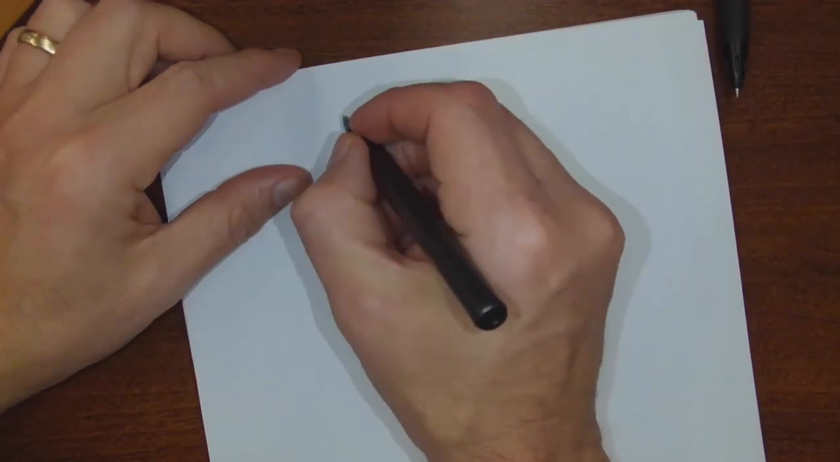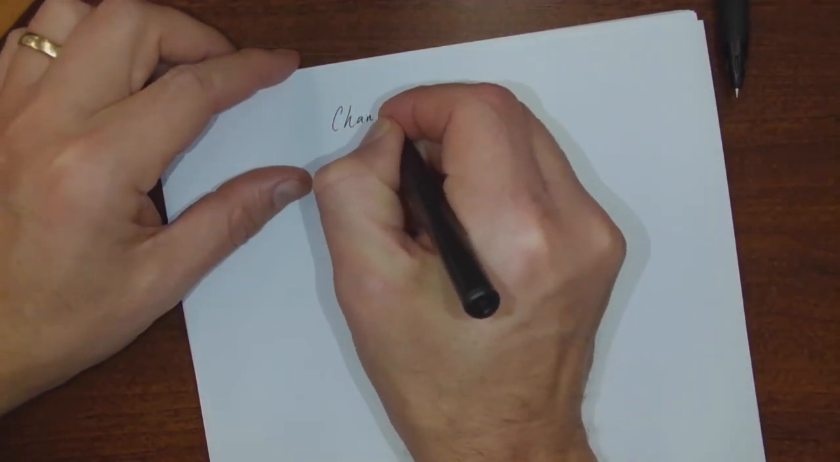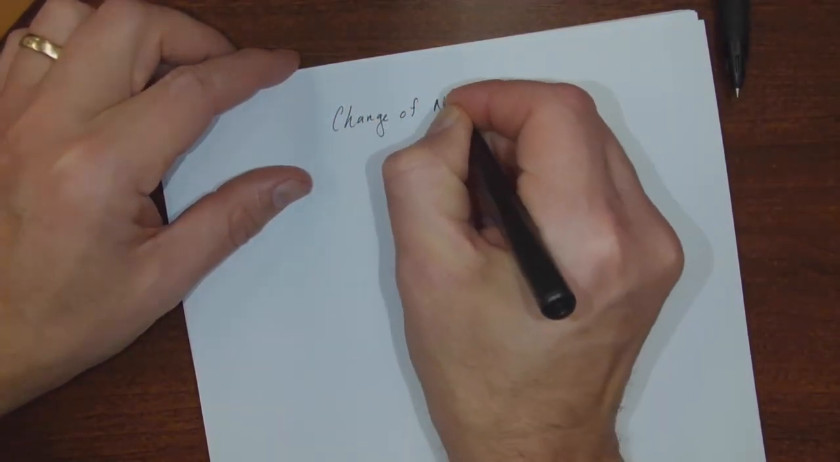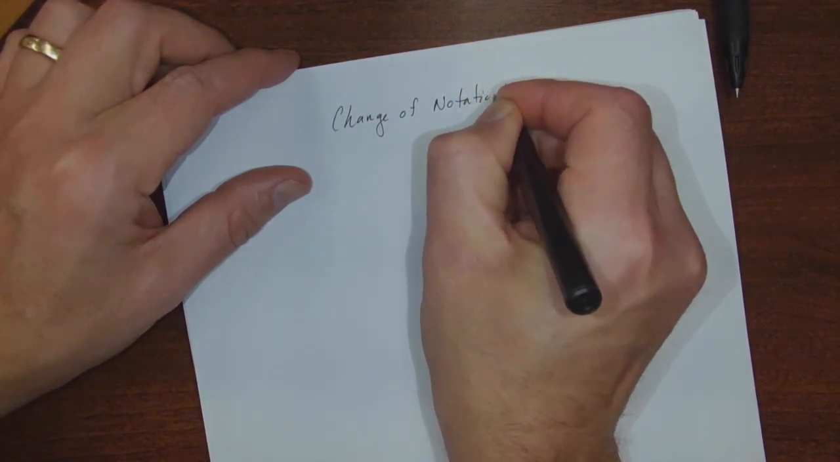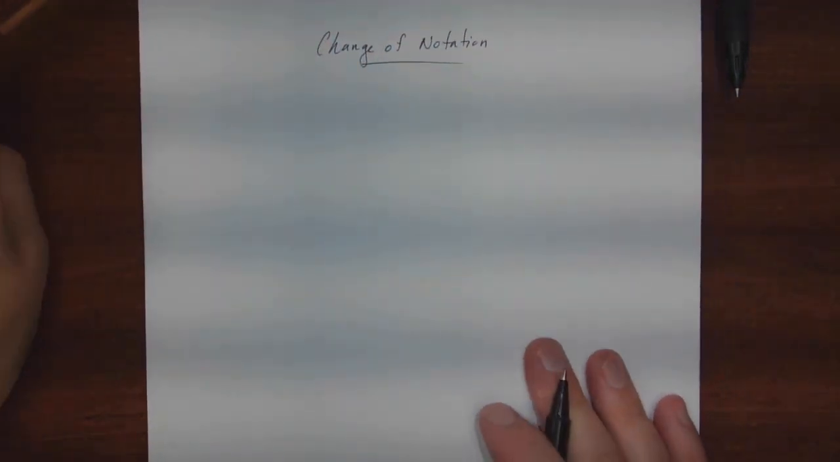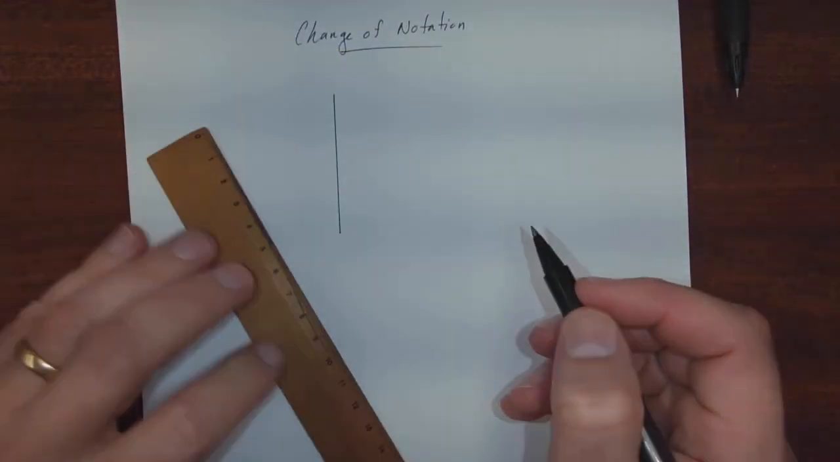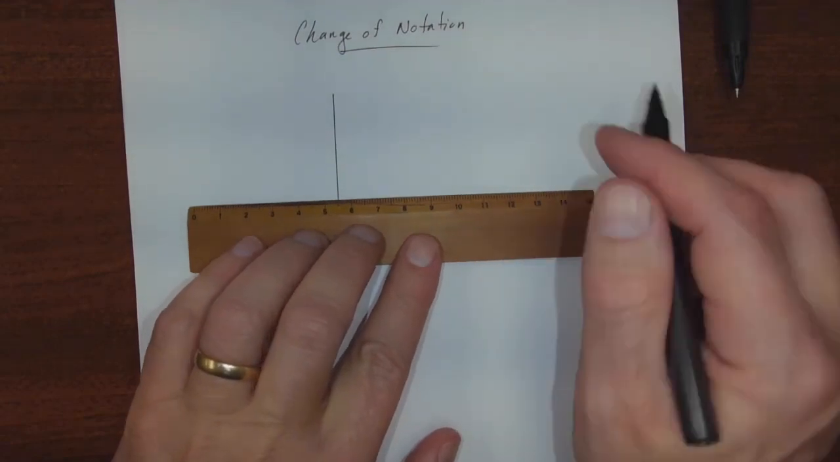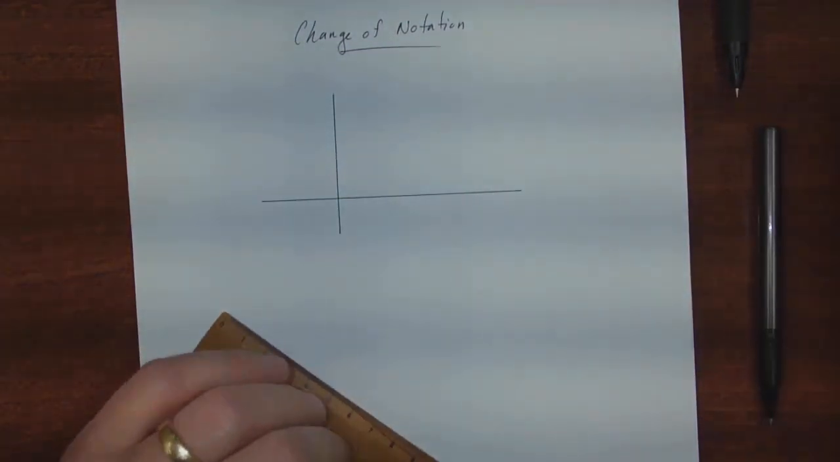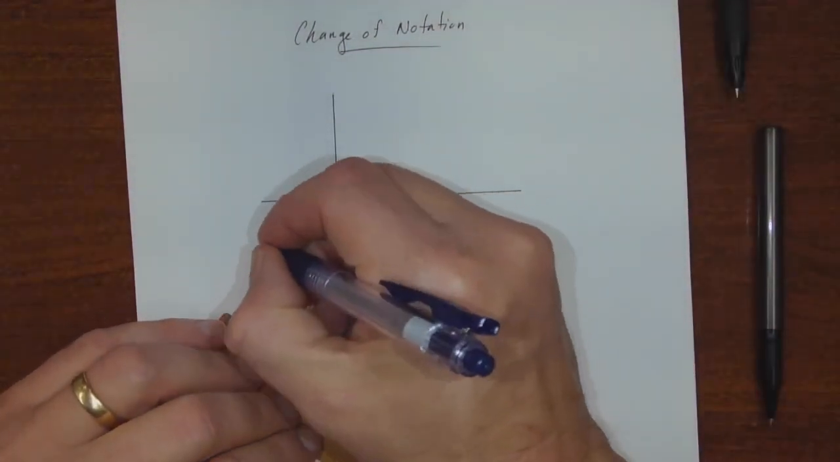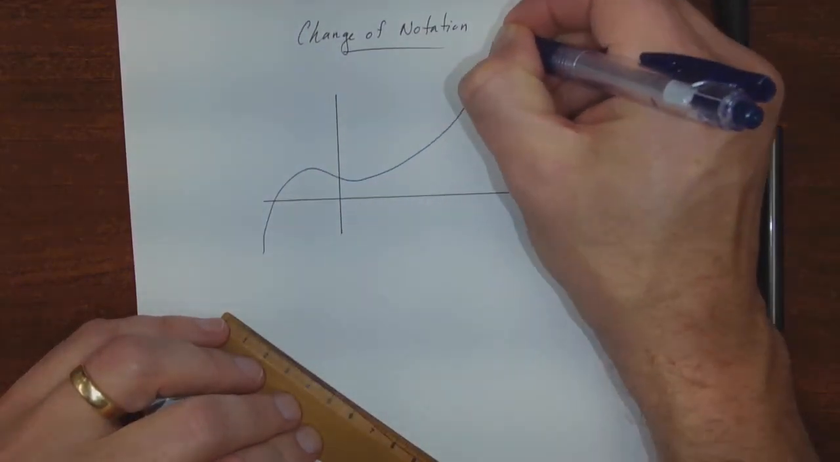Welcome back. So what we're going to do now is change up our notation. So, change of notation. And this change of notation is going to allow us to do a number of really interesting things. So let's go back and draw our Cartesian plane again. Let's put on a random curve.